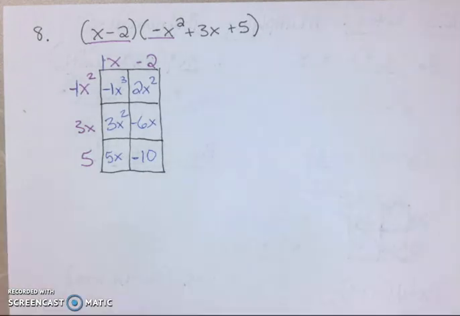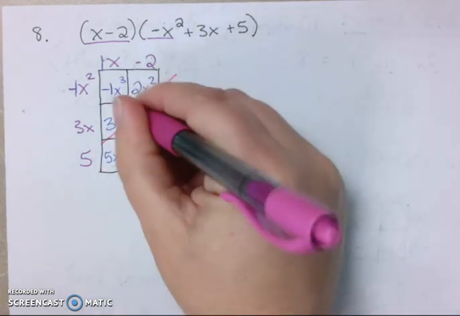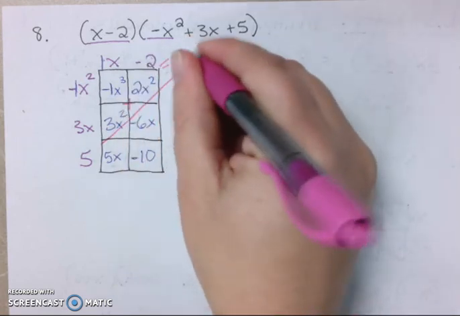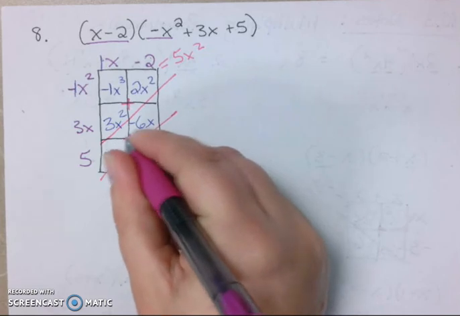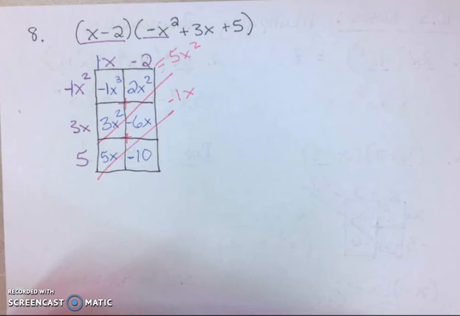Okay, take a look. Do you see like terms? Notice where they are. They're diagonal again. x squared and x squared are like terms. Add those together. 3 plus 2, 5x squared. And here we have another set. Add these together. 5 plus negative 6 is negative 1x. That's pretty cool how that works out.